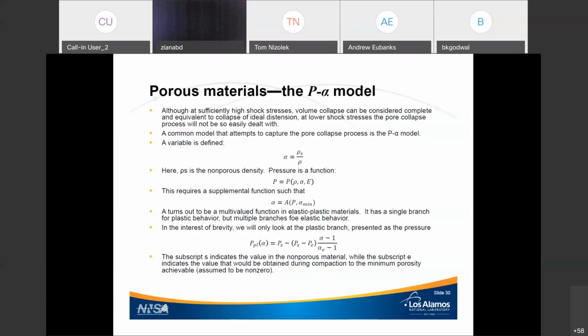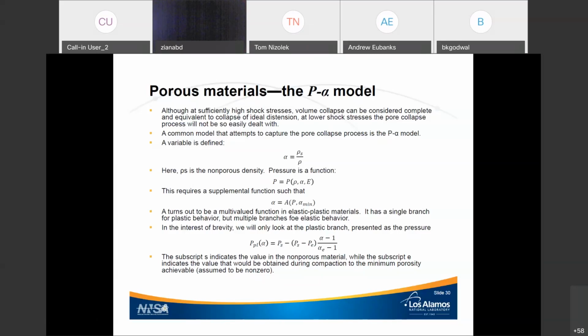However, when the stresses aren't all that high, the pore collapse is controlled by more than just thermodynamics. The material strength, the yield strength, the elastic behavior of the bulk material itself, comes into play. And one then needs a model to describe that.